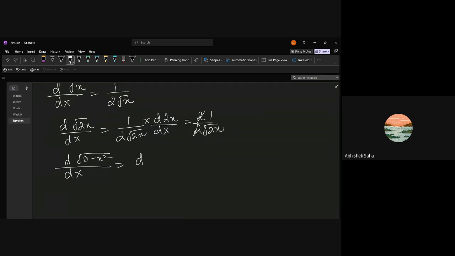So first of all, the differentiation of 9 minus x square is what? It is 1 by 2 root under 9 minus x square.